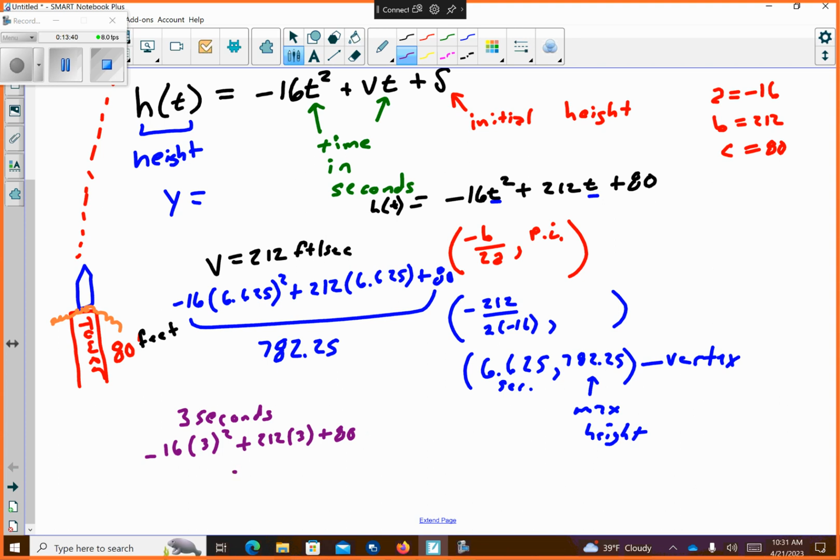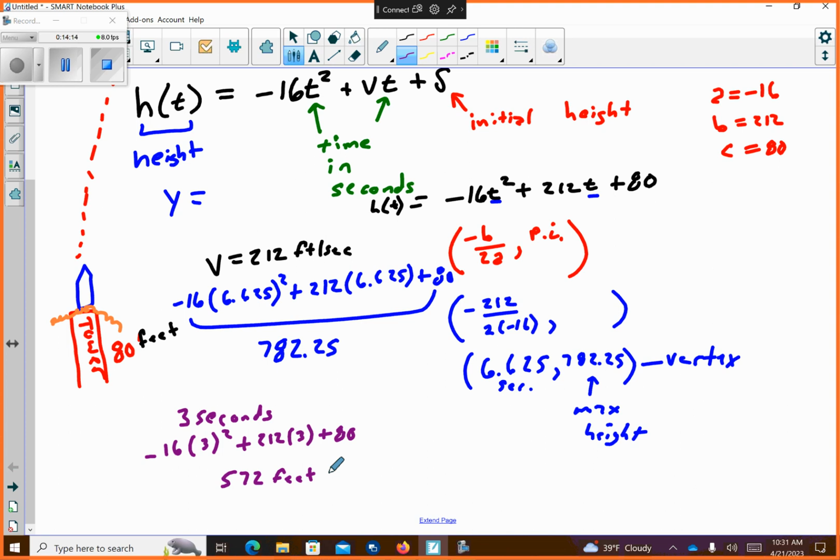So the rocket after 3 seconds is 572 feet up in the air. Is 572 feet a smaller number than 782.25 feet? Yeah. Does that make sense? If it takes 6.6 seconds to get up to the 782, what do you think makes sense for 3 seconds to get up to 572? I think so. I mean, physics doesn't lie. And we can't do physics without math. So I don't know, kind of cool.